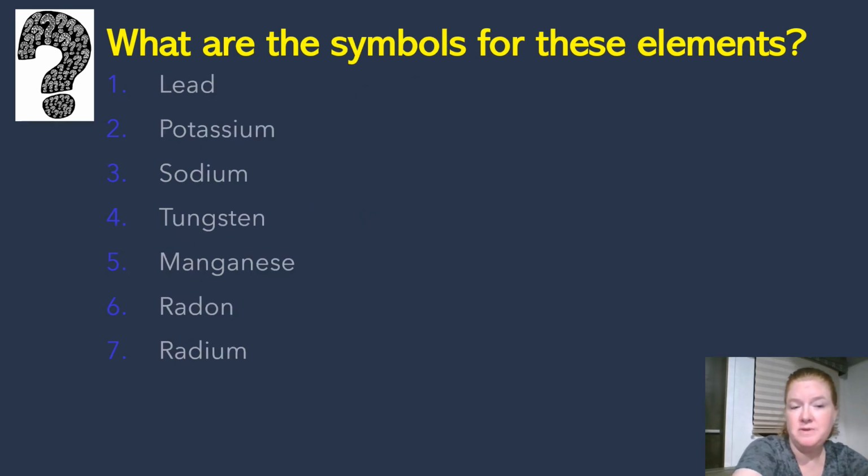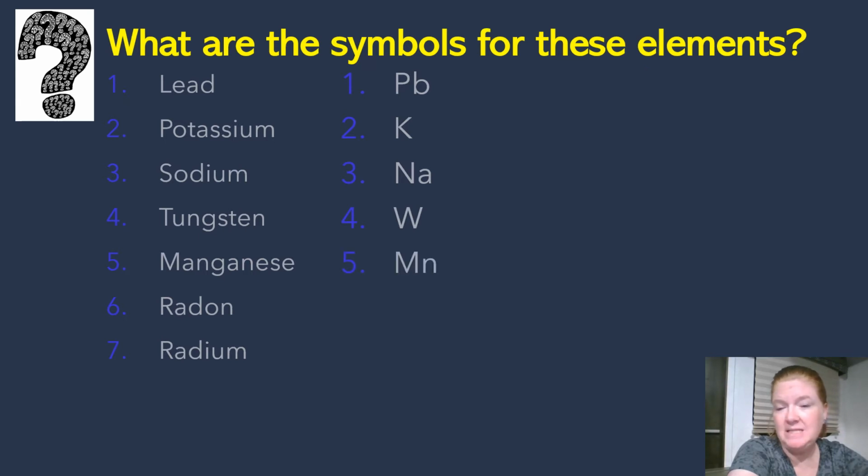What are the symbols for these elements? Lead, Pb, potassium, K, sodium, Na, tungsten, W, manganese, Mn, remember magnesium was Mg, radon, Rn, and radium, Ra.